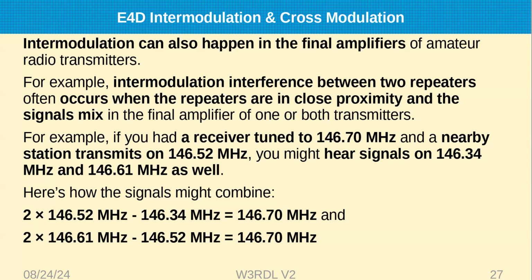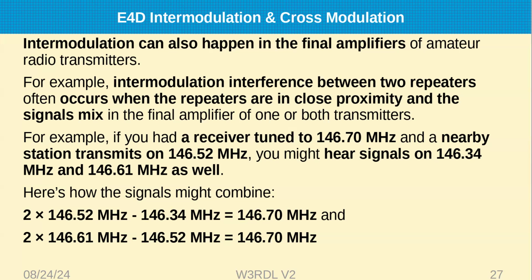This is kind of an example of what we just talked about a few slides back on the intermodulation distortion. In this example, they're showing that you have your receiver tuned to 146.7, and you've got another station at 146.52. So it says you might hear signals on 146.34 and 146.61, as well as the station you're listening to, which is 146.7. And that happens because of these intermodulation products.